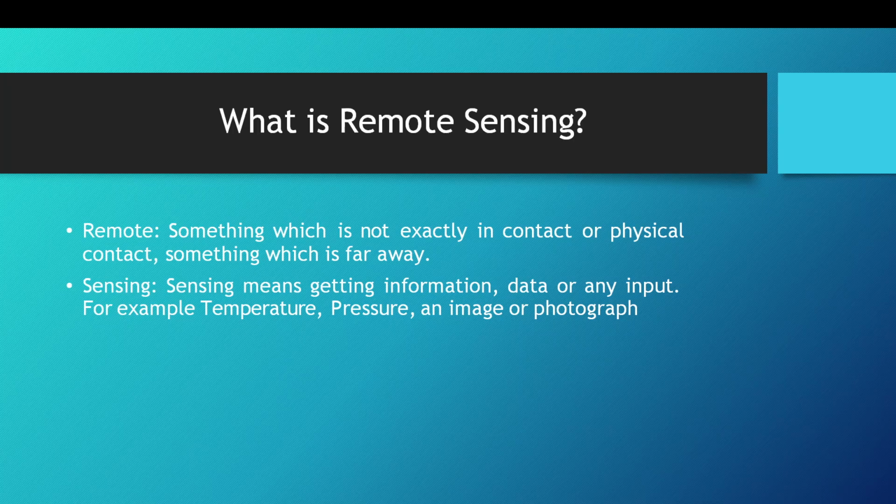Similarly, sensing refers to the process of collecting data or information, whether it is temperature, pressure, images, or any other environmental parameters. When combined, remote sensing refers to the technique of obtaining information about the Earth's surface or atmosphere using sensors placed on satellites, aircraft, or drones, allowing us to analyze and monitor changes over time without any physical contact.